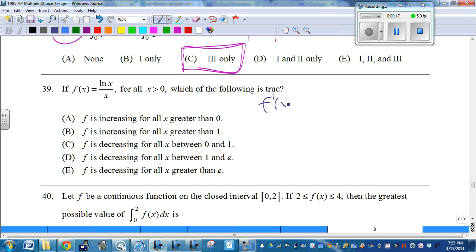So derivative of f of x, we're going to have to use quotient rule here. So derivative of the top is 1 over x times the bottom is just x minus top, natural log of x, times the derivative of the bottom is just 1, all over the denominator squared. So we end up with 1 minus natural log of x over x squared.